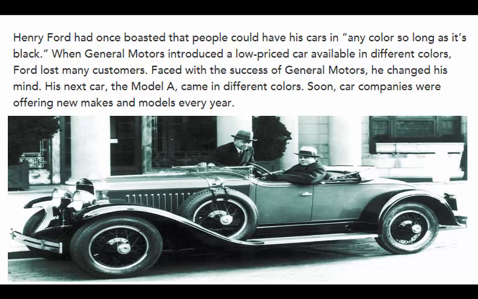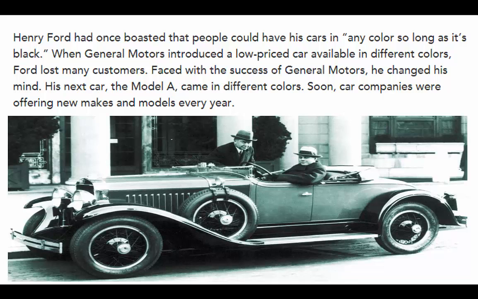When General Motors introduced a low-priced car available in different colors, Ford lost many customers. Faced with the success of General Motors, he changed his mind. His next car, the Model A, came in different colors. Soon, car companies were offering new makes and models every year. Now we can answer question number 7. What important rule about capitalism does the example of General Motors demonstrate?